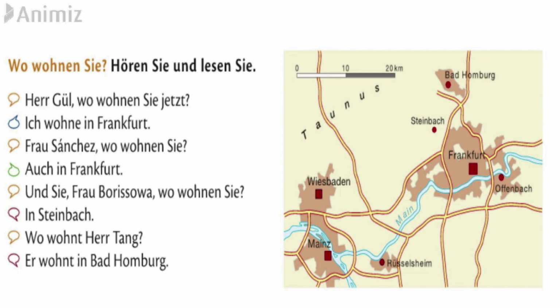Wo wohnen Sie means where do you live? Hören Sie means listen, and lesen Sie means and read. Herr Gül, wo wohnen Sie jetzt? Mr. Gül, where do you live now? Jetzt means now. Ich wohne in Frankfurt. I live in Frankfurt. Frau Sanchez, wo wohnen Sie? Mrs. Sanchez, where do you live? Auch in Frankfurt. Also in Frankfurt. Und Sie? Frau Borisova, wo wohnen Sie? And you, Mrs. Borisova, where do you live? In Steinbach.